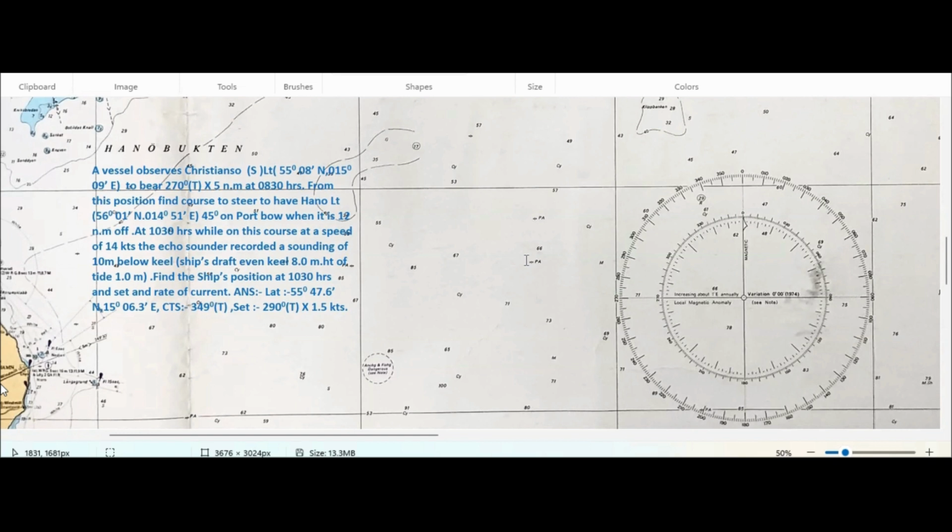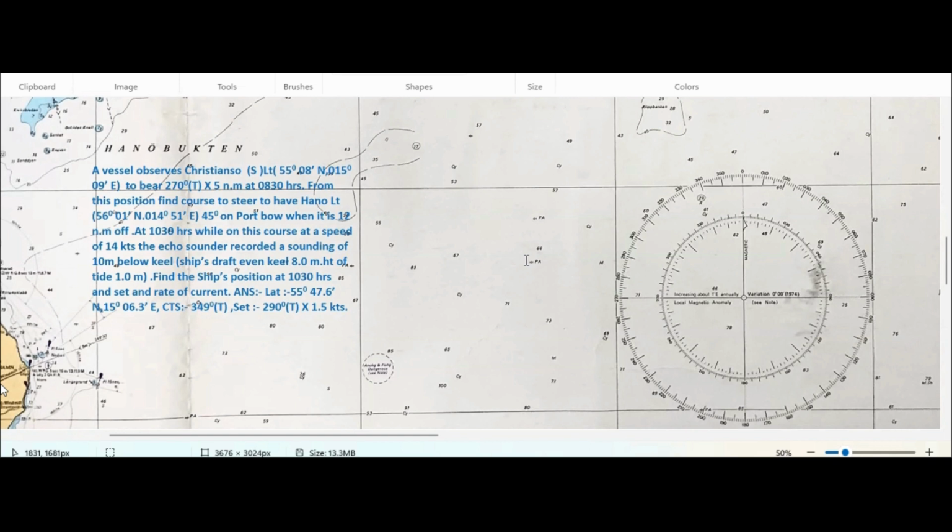So these are the conditions. Now at 10:30 hours, while on this course, at a speed of 14 knots, the echo sounder recorded a sounding of 10 meters below keel. The ship is on an even keel, drawing 8 meters. Height of tide is given, HOT 1 meter. Find the ship's position at 10:30 hours and the set and rate of current.